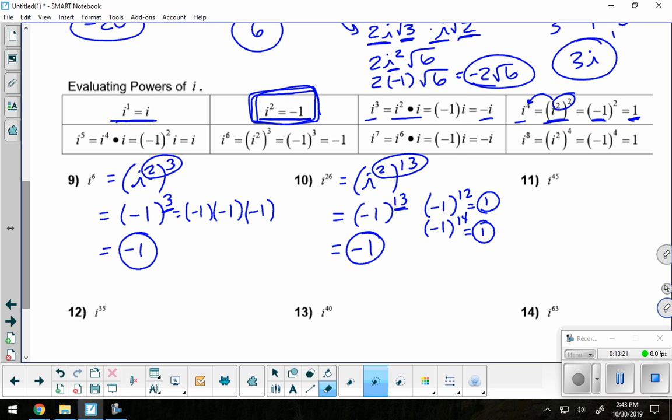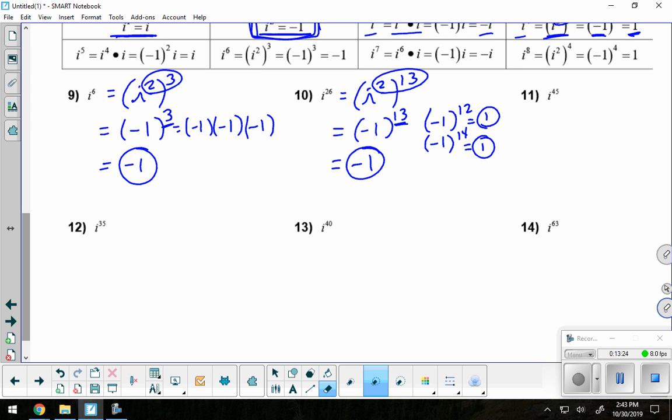Okay, I'm going to skip 11 and 12. I'll come back to those. I want to do another even exponent before we move on to odd. But i to the 40th power, that's the same thing as i squared to the 20th. Those are the same exact thing. There is no difference whatsoever in this problem. i to the 40th is the same thing as i squared to the 20th. Again, take out i squared now, replace it with what it is, that's negative 1. And now what is negative 1 to the 20th power? Well, again, if I have a negative base and an even exponent, it's going to be positive. Positive 1 is our solution.